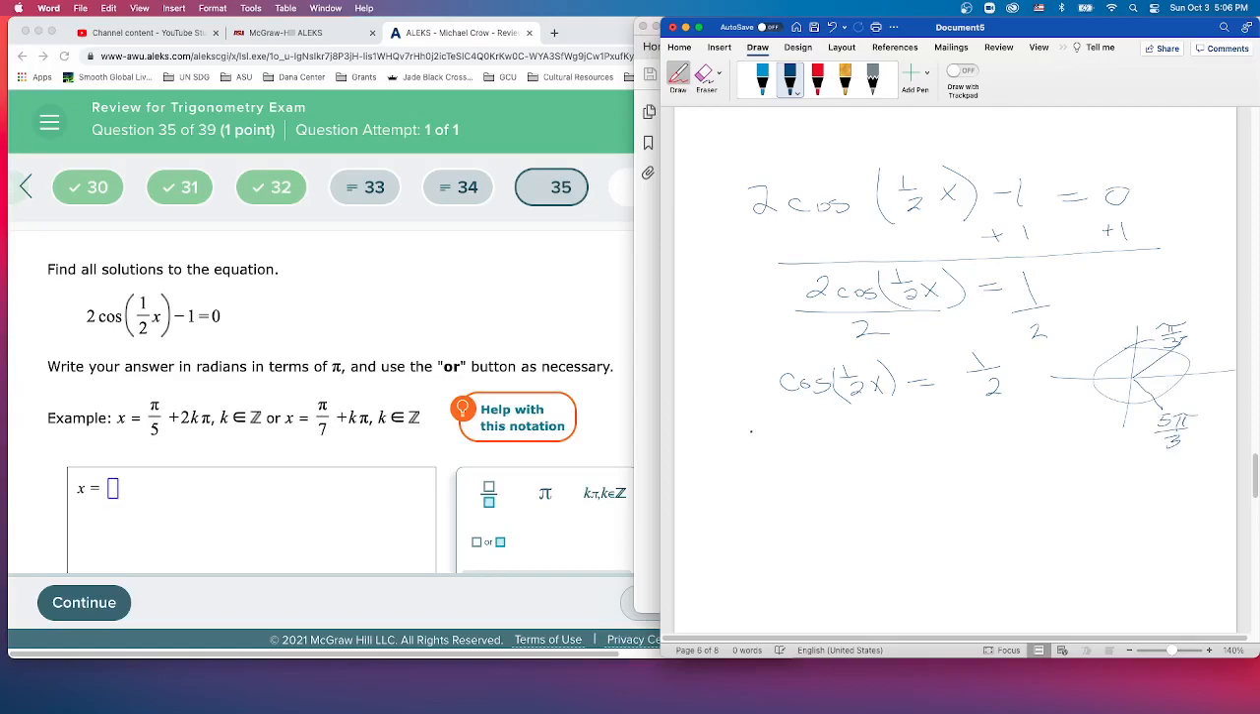Okay, so whenever 1/2 x equals pi over 3, then that would work, right? I mean, then the cosine of that would be 1/2. That's one of the solutions. That will happen, and then we can add 2 pi to that, and we're back around to that circle. So we ignore the 5 pi over 3 right now. So then we add 2 pi k, and multiples of k.